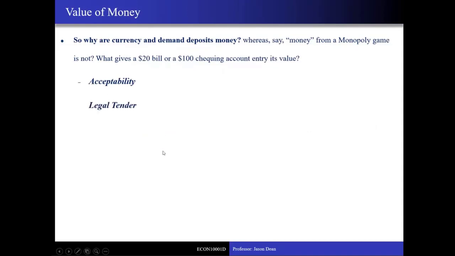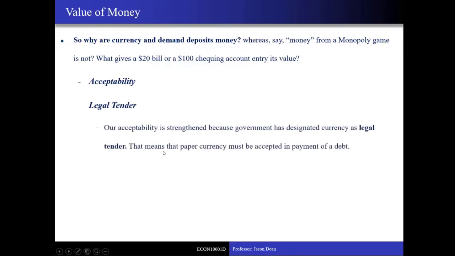There's this thing called legal tender, and that's where the government declares the Canadian dollar in Canada is legal tender. That just means that the paper currency must be accepted as a payment of a debt. Generally though, the only reason the bills printed by the Bank of Canada are considered money is because we generally accept it. Legal tender gives it a little more strength, but it's not the strongest thing.